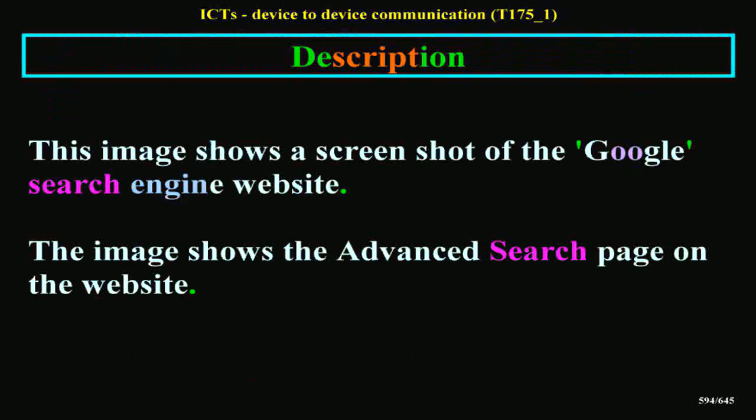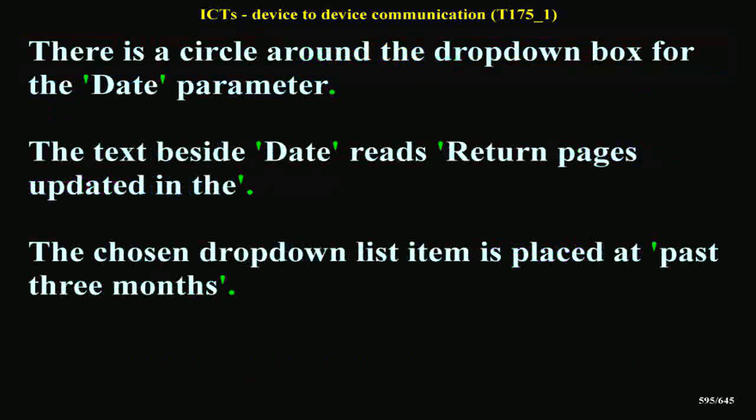Figure 23. Setting the date parameter in Google. Description. This image shows a screenshot of the Google search engine website. The image shows the Advanced Search page on the website. There is a circle around the drop-down box for the date parameter. The text beside date reads "Return pages updated in the". The chosen drop-down list item is set at "past 3 months".